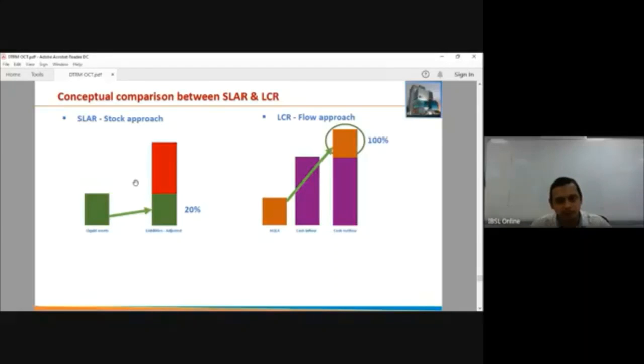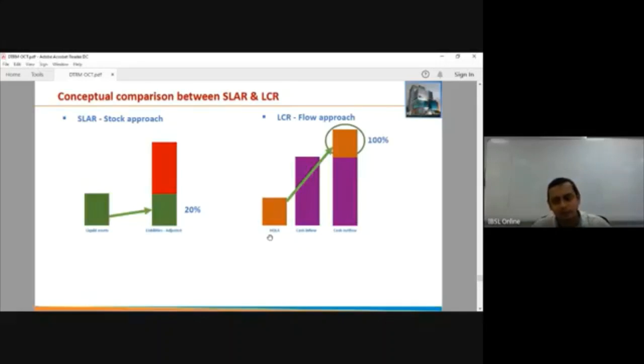Now the concept is somewhat similar, right? Here again you need to compute how much liquid stock you have, similar to SLAR. Again, the assets considered liquid are almost the same. Cash is considered, government securities with a tradable market are considered, then corporate securities with a tradable market are again considered, okay?